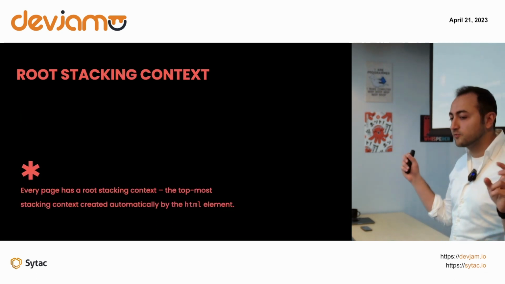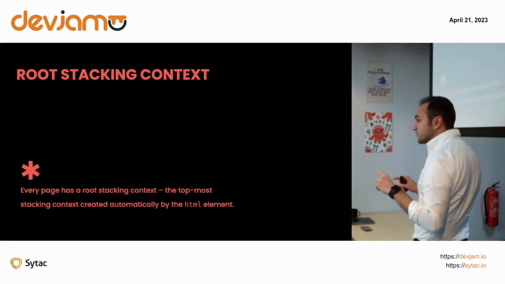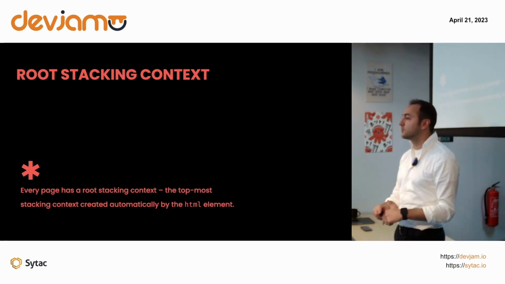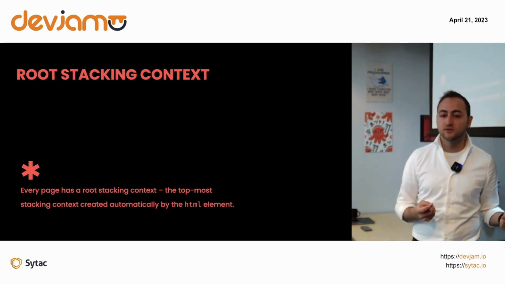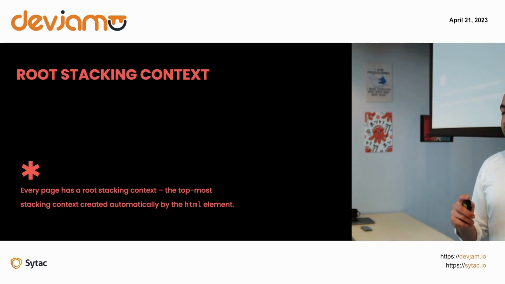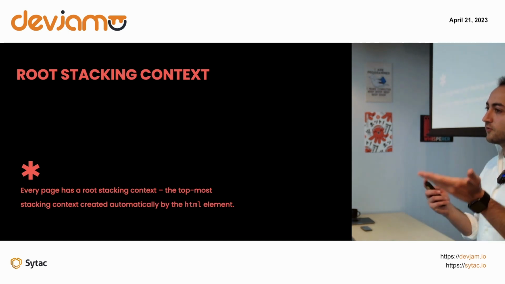So the first thing I talked about was the root stacking context. This is something you always have. This is the biggest stacking context that contains all other elements and stacking contexts. So every page has it. Now, if we go back to the opacity example, we saw the element with opacity was on top.